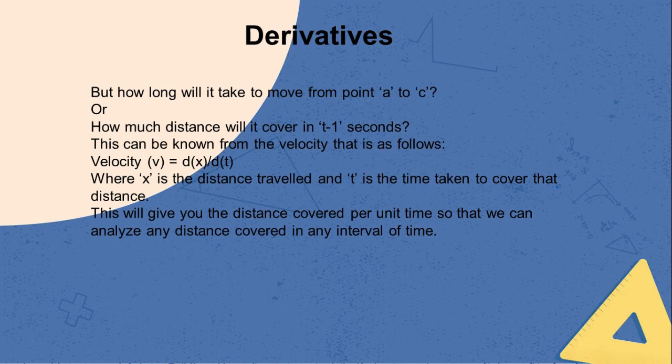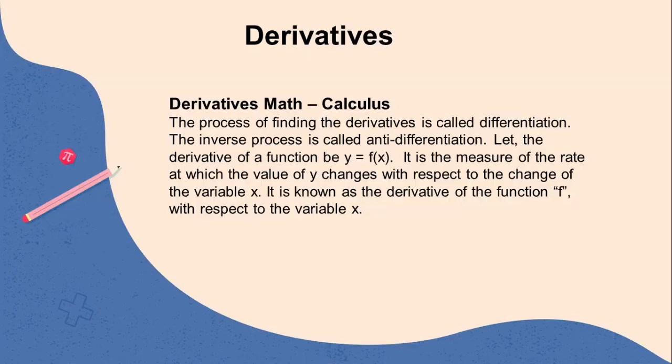But how long will it take to move from point A to C? Or how much distance will it cover in t minus 1 seconds? This can be known from the velocity, that is as follows. Velocity v equal to dx upon dt, where x is the distance traveled and t is the time taken to cover that distance. This will give you the distance covered per unit time, so that we can analyze any distance covered in any travel of time.